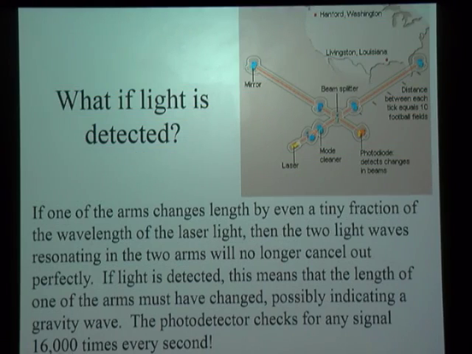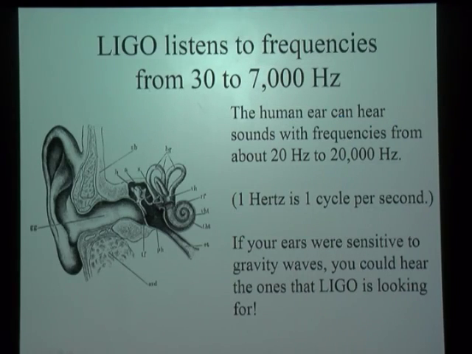It bounces the light beam back and forth. Both sites have one of these. They tune it until the light waves cancel out perfectly, and then they wait to see if anything causes a flicker of light to appear. The photodetector checks for any signal 16,000 times every second, which is rather extraordinary. And the frequencies it's listening to are the same sorts of things we can hear. Now, our ears are tuned to vibrations in the air, not vibrations in gravity. But these are also the same frequencies as sound waves, like my voice and music and all those sorts of things.